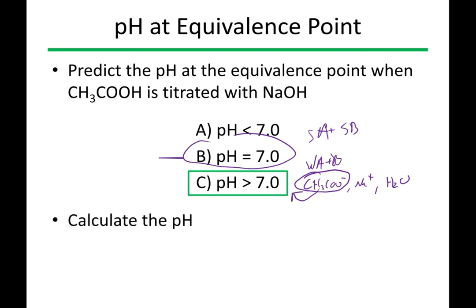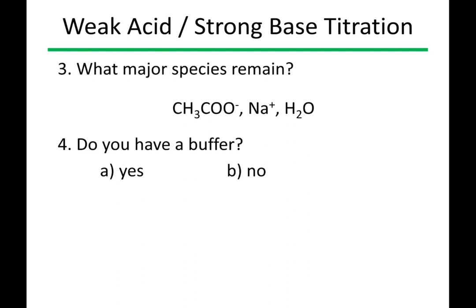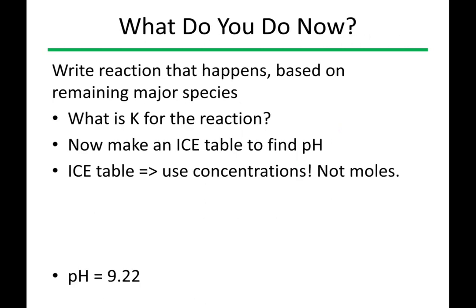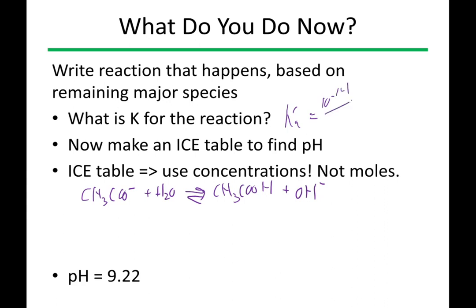Okay, so let's calculate the pH for this one. Here's the major species that remain. We do not have a buffer in this case because there is no weak acid remaining. So we can't use the Henderson-Hasselbalch equation. And when we write the reaction that remains, we can see that we end up using an ICE table. To get the K for this reaction, we'll need the Kb. So the Kb is going to equal 10 to the minus 14th divided by the Ka, and we can use that for our reaction.